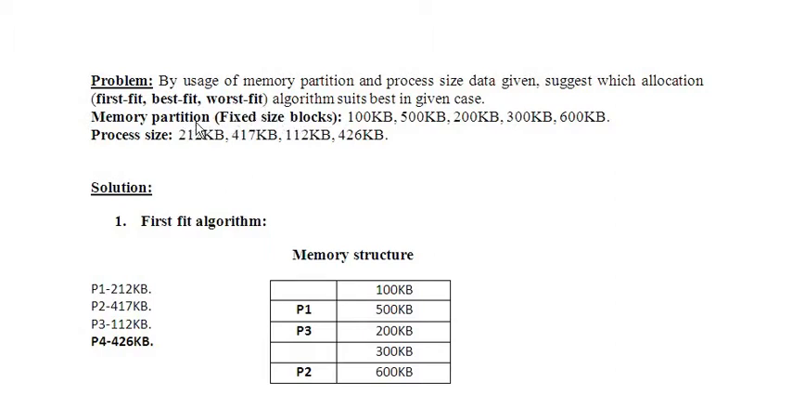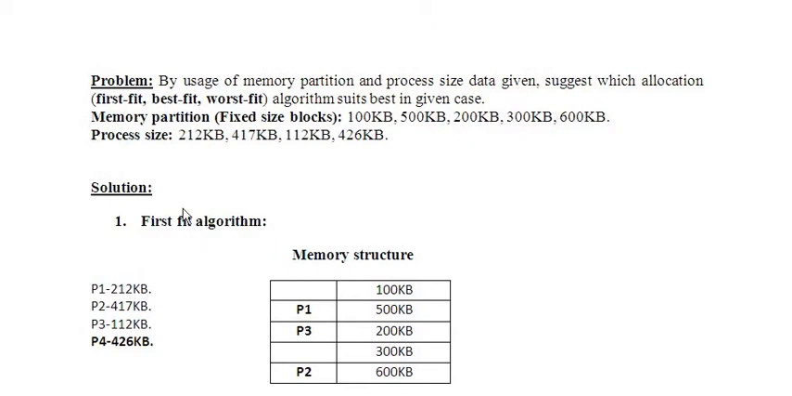So here the memory partition will be given, that is fixed size blocks. It has 5 partitions: 100 KB, 500 KB, 200 KB, 300 KB and 600 KB. KB stands for kilobytes. Now the process sizes are 212 KB, 417 KB, 112 KB and 426 KB. That means we have 4 processes, 1, 2, 3, 4 to be accommodated in this particular memory, which contains 5 fixed size blocks.